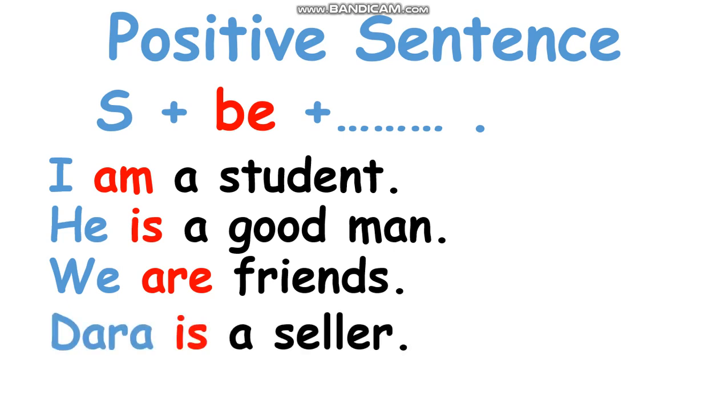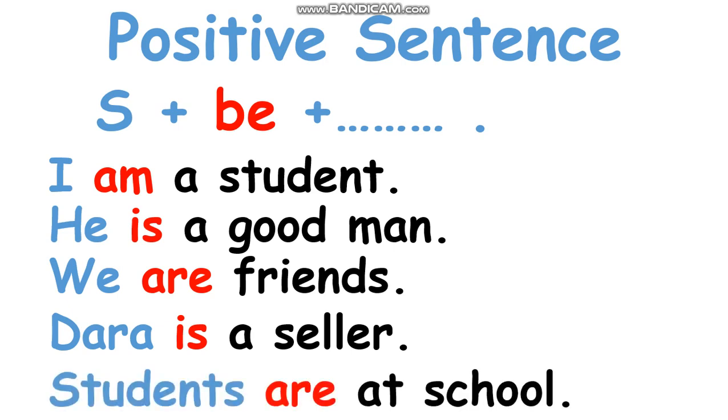Dara is a seller. So Dara, why do we use is here? Because Dara is a singular noun, only one, right? Students are at school. So here why do we use are? Because of students with s. It means many students, so it's a plural noun. So for a plural noun we use are, right?